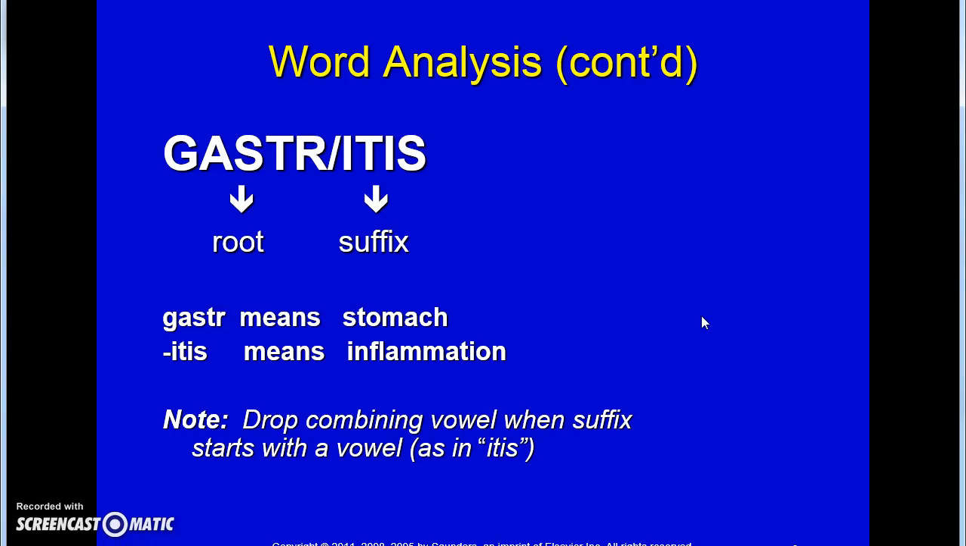As I mentioned before, usually roots are connected to their suffixes with a combining vowel of O. In this case, our suffix starts with a vowel. So we drop the combining vowel O and we connect the root and the suffix without that O. So again, if I'm using my rules for reading a medical term, itis means inflammation. So literally this word means inflammation of the stomach.